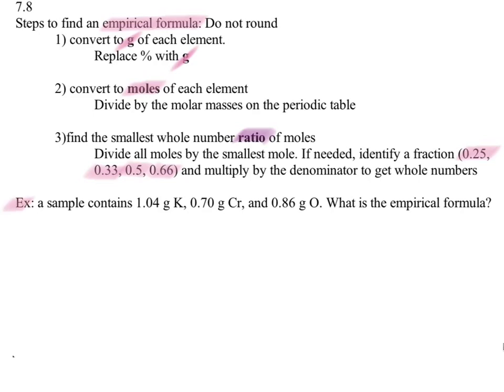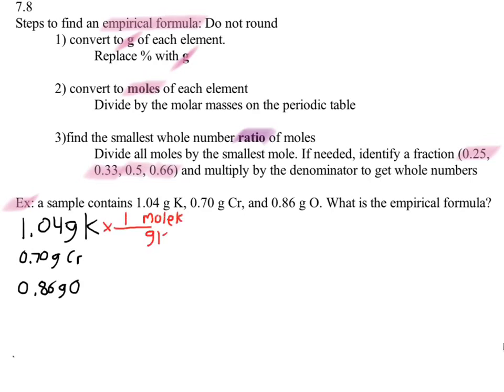to get whole numbers. So for example, a sample contains 1.04 grams of potassium, 0.70 grams of chromium, and 0.86 grams of oxygen. Find the empirical formula. First step is mass. So we're just going to write down the masses given to you in the problem. And then the next step is moles. So you divide by the number of moles from the periodic table.